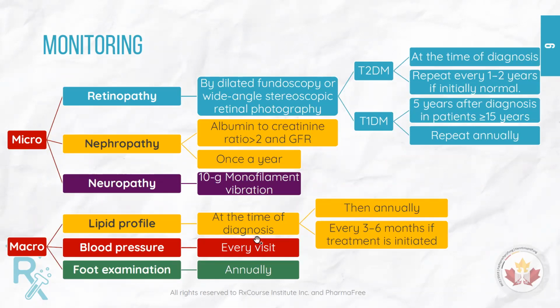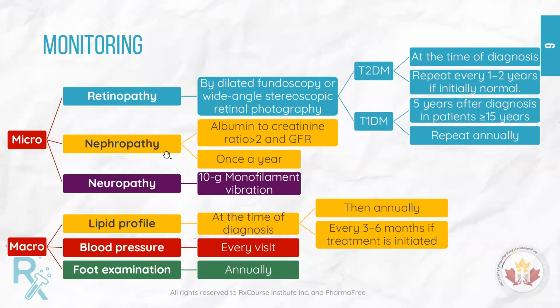A patient with diabetes, I have to monitor the negative consequences of diabetes, like retinopathy, nephropathy, neuropathy. I need to keep lipid profile and the blood pressure under control. Regarding retinopathy, we don't have to know that we use the fundoscopy or wide angle stereoscopic retinal photography. We don't need to do that. All we need is to make a retinal eye exam, first at the time of diagnosis, and we can repeat it every 1 to 2 years.